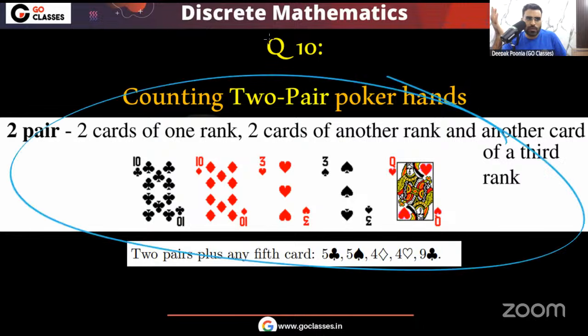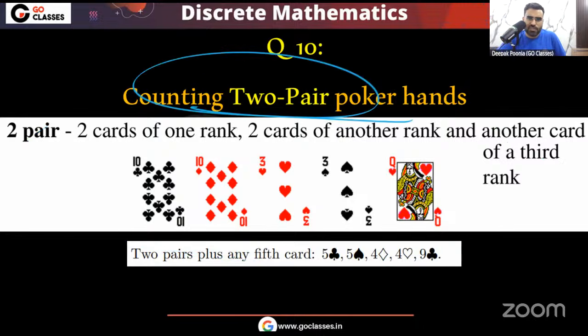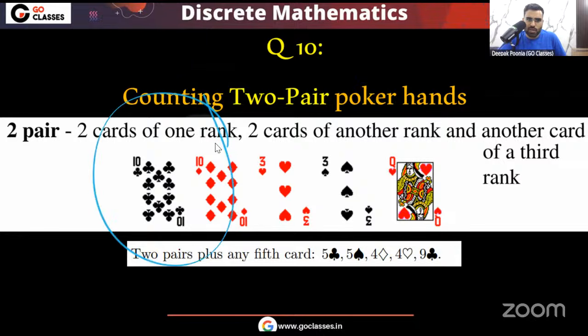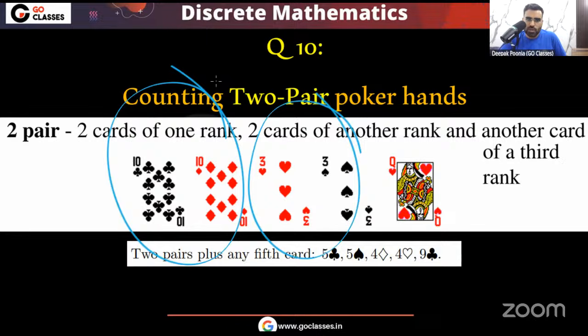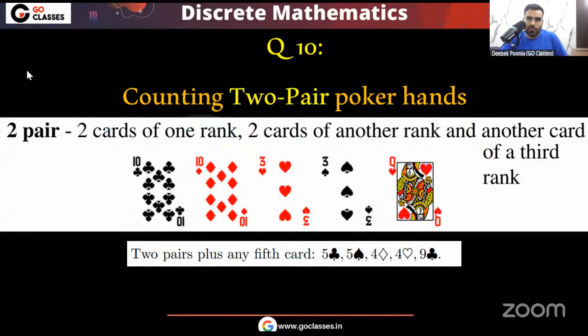The definition of two pair poker hand is given to you. The name itself is telling you we want two pairs. You can see this is one pair, two cards of the same value, two cards of value 10. So can you notice these are the two pairs, and this is any fifth card. Remember this fifth card must be different from these two values, because we want two pair, we don't want three of a kind.